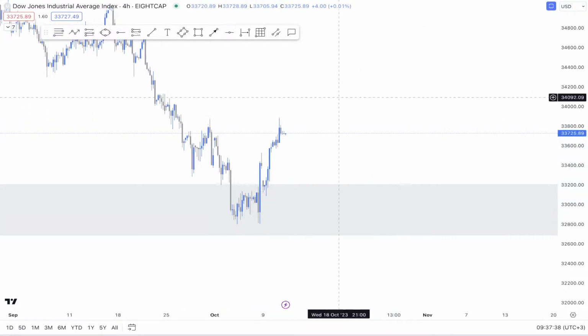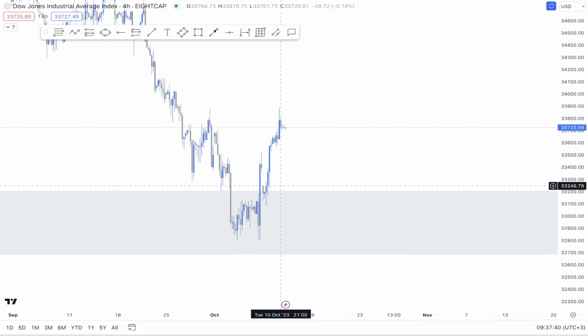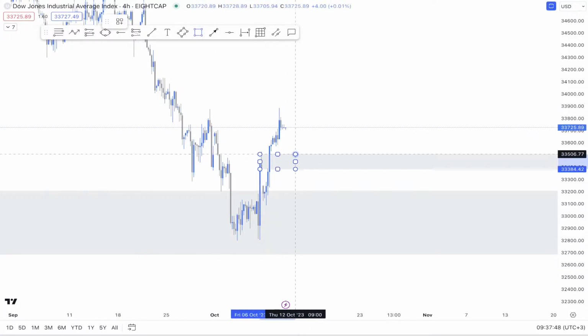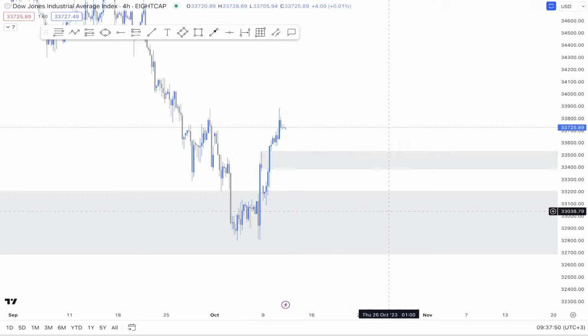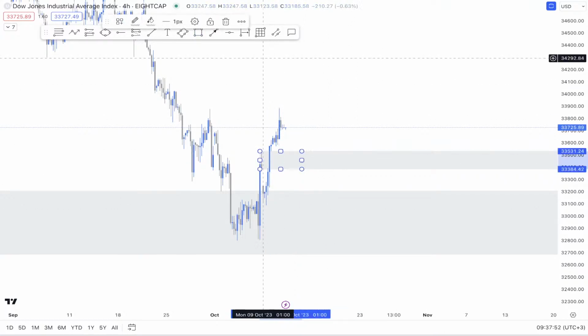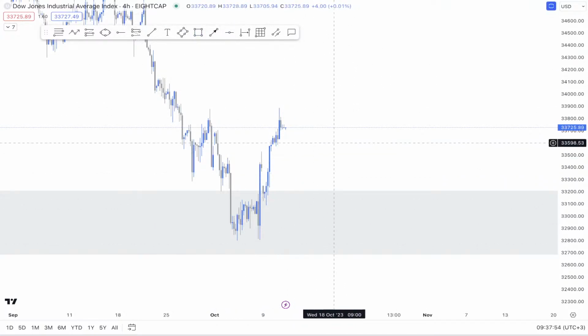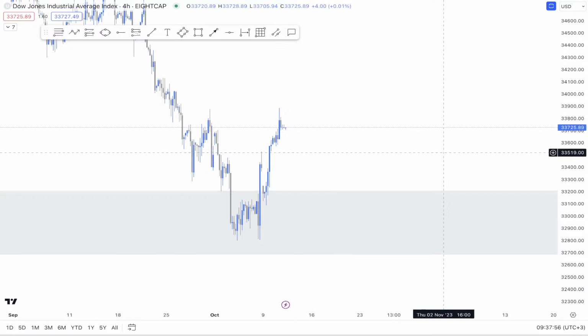But the thing is, I don't see any imbalance here. There's only this fair value gap here, which is pretty much not in my discounted area. So that's why I don't want to consider this bullish range, because there's no imbalance. And if there's no imbalance, I would go against my rules.